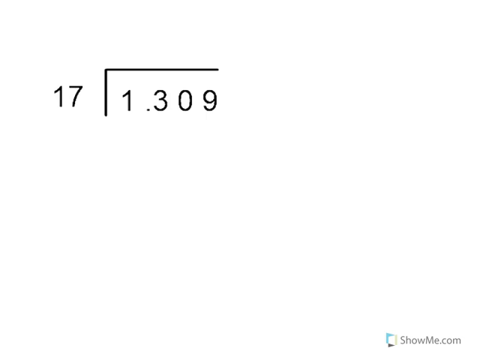I know though that 1 cannot be divided by 17, so I'm going to put a 0. I also know that 13 cannot be divided by 17, so I'm going to put another 0. But I know that 130 can be divided by 17, and I would get 7 groups. 7 times 17 is 119, and I'm going to subtract. 130 minus 119 is 11.